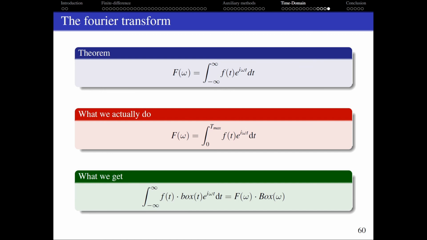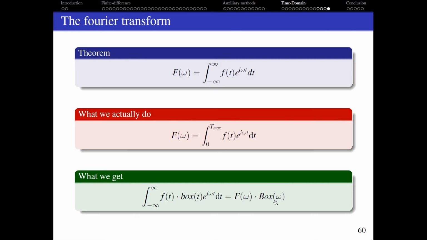So what we actually get is the Fourier transform of our signal multiplied by a box. And that means that the spectrum that we wanted to have is going to be convolved by the spectrum of the box, and so this is not what we want.